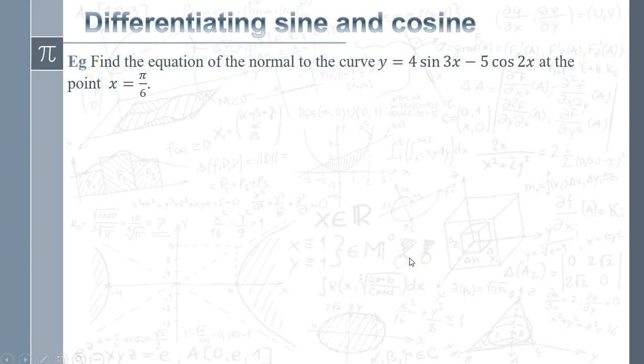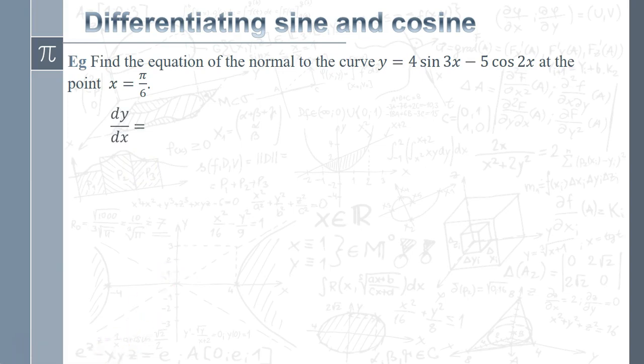So here we go. Let's have a go at a coordinate geometry style question using a trig curve. We've got y equals 4 sine 3x minus 5 cos 2x, and we've got to find the equation of the normal at the point where x is pi over 6. Okay, so let's do the differentiating.